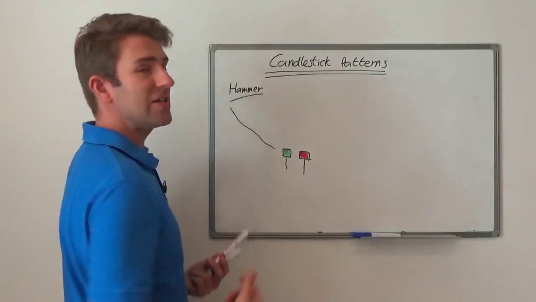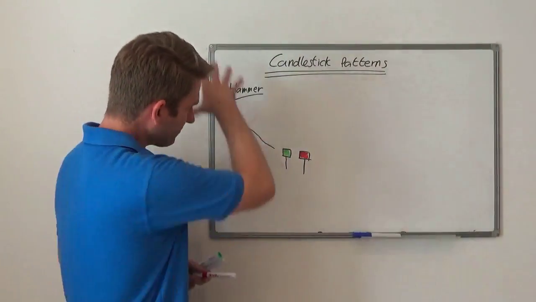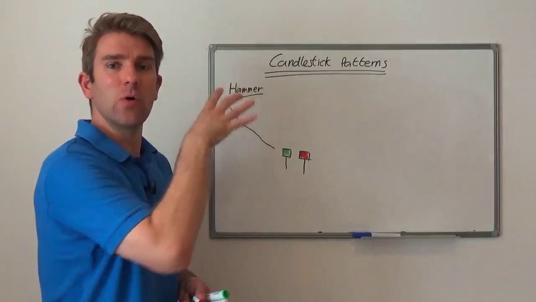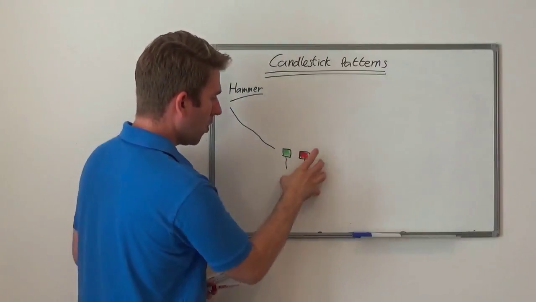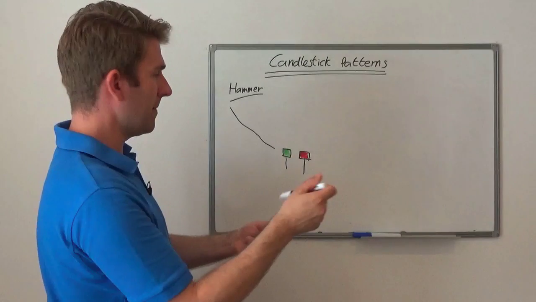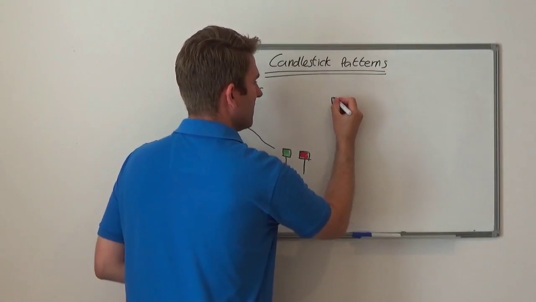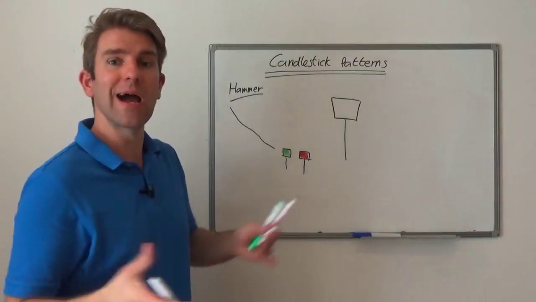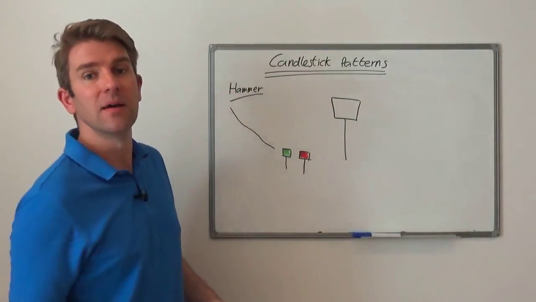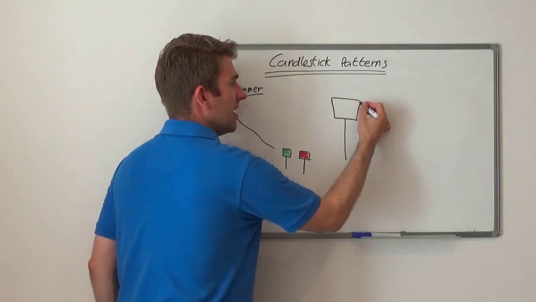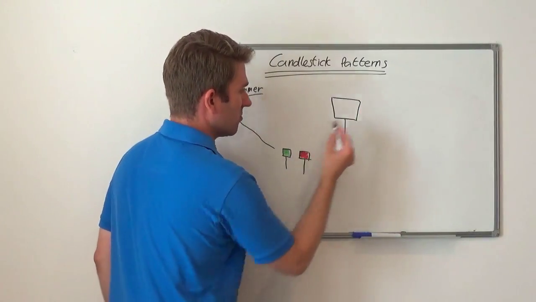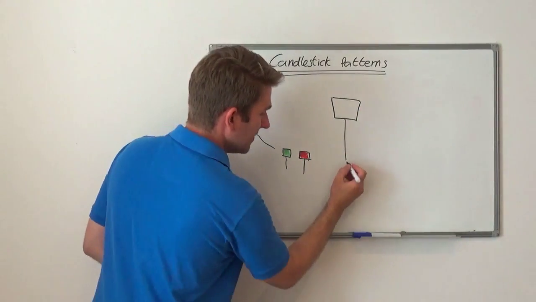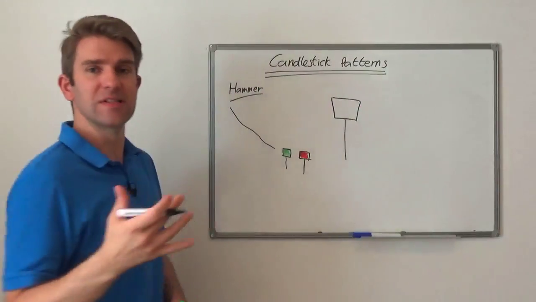So the point with a hammer is that you've got a down move. Now, if you think about what this candle is doing, let's draw it as a big candle here. Let's not worry about filling it in with color, but let's look at it from that perspective. Obviously, it's called a hammer because it's like a hammer. There's the handle, there's the hammer head. But what we've got here is either the open or the close, depending on whether it's colored green or red. This is the low, this is the high. What is that telling us?